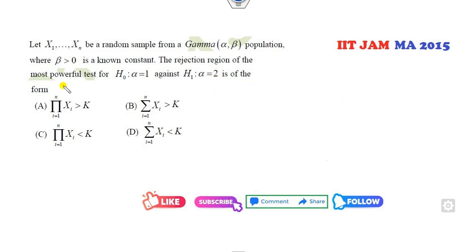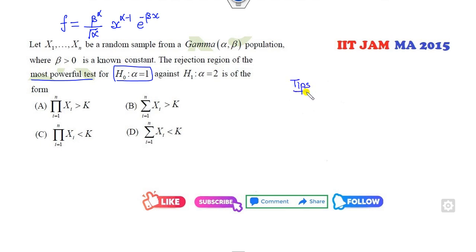So let's start with this one. You can see it's the most powerful test and H0 is an equality sign, so you can apply that. Firstly, you write the PDF of the gamma distribution: beta raised to power alpha, divided by gamma of alpha, x raised to power alpha minus 1, e raised to power minus beta x.